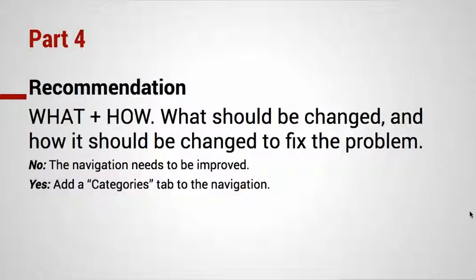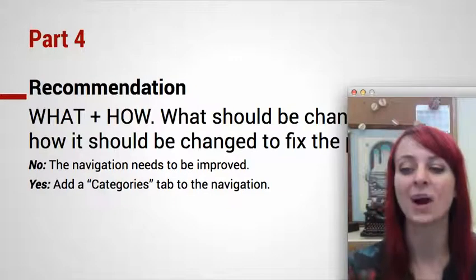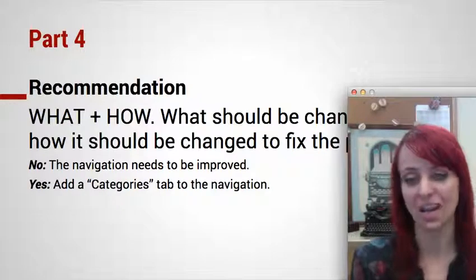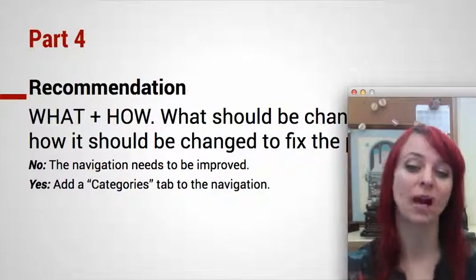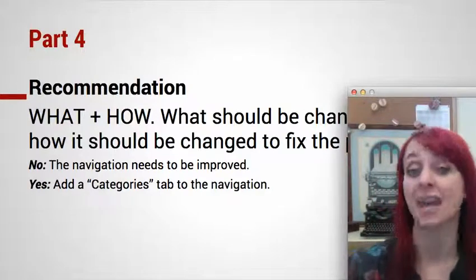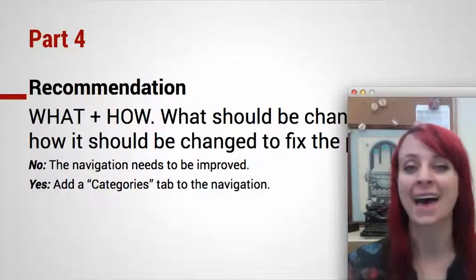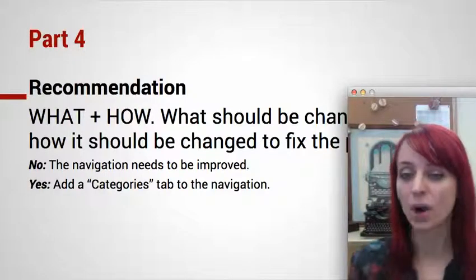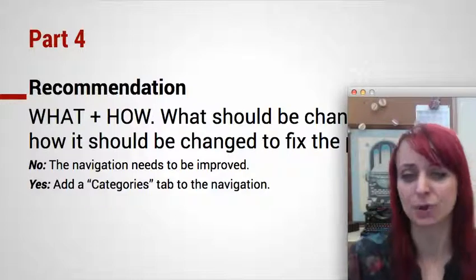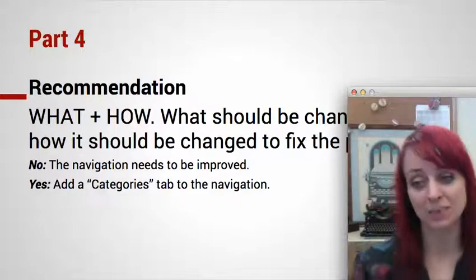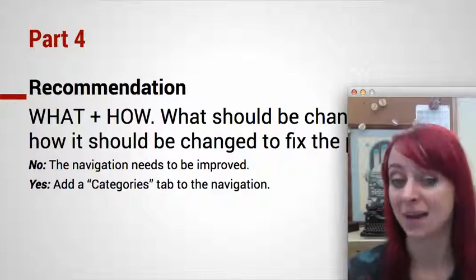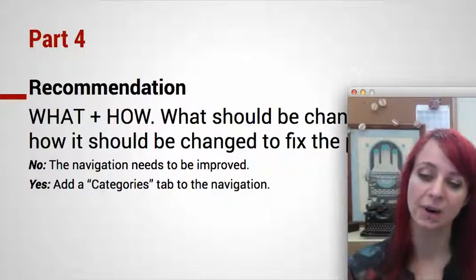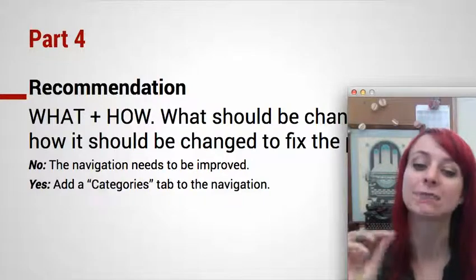Next, you need a recommendation. Now, the recommendation is what and how. What should be changed and how should it be changed? So don't just write something vague like the navigation needs to be improved. That doesn't help the person who made the prototype. What are they supposed to do? It needs to be improved. How? Be very specific. Add a categories tab to the navigation. So be specific and tell the prototyper exactly what they need to do to fix this problem.